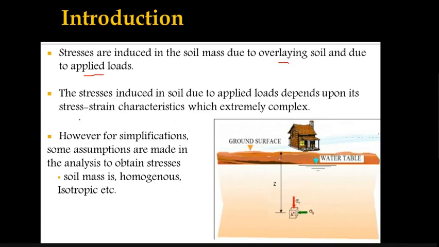soil strata. The stresses induced in the soil due to this applied load depend upon the stress strain characteristics, which are extremely complex. So for simplification purposes, we made some assumptions, like the soil mass is homogeneous in nature, it is isotropic in nature, etc.